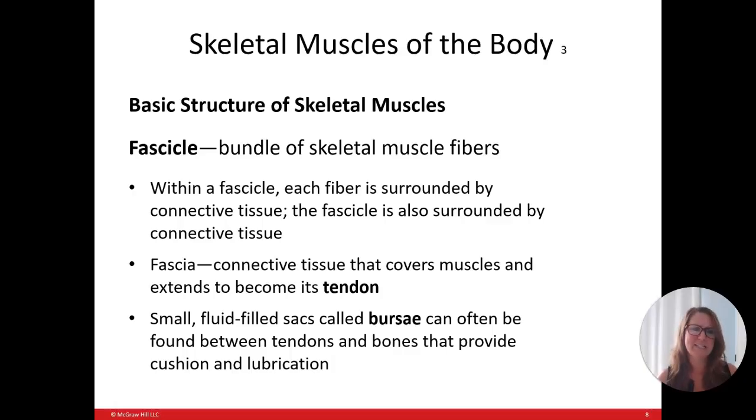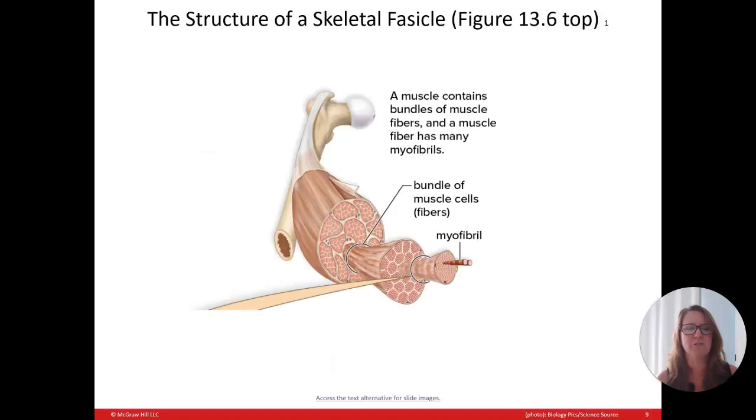All right, so the last thing, small fluid-filled sacs called bursa, often can be found between the tendons and bones, providing cushion and lubrication. So we see that this is all part of our fascicle. Let's take a look at a picture of this. Think about chicken and shredding your chicken. So you see, they're essentially taking a look at a muscle, likely what looks like the bicep.